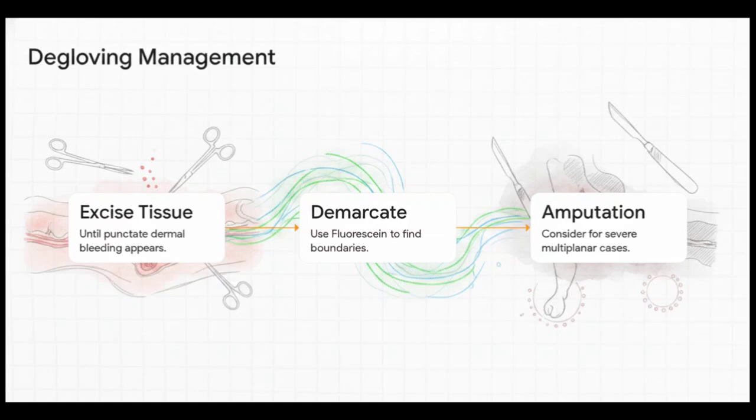Step 2. To help figure out the exact boundaries of living versus dead tissue, surgeons use special dyes, specifically fluorescein or indocyanine green. And tragically, step 3, if the patient comes in with severe multiplanar degloving, the surgical team might actually have to consider primary amputation.